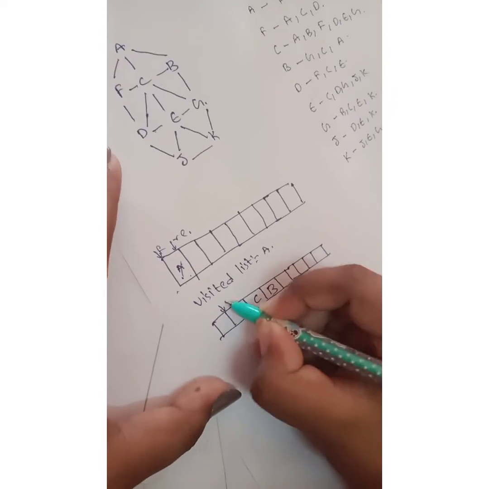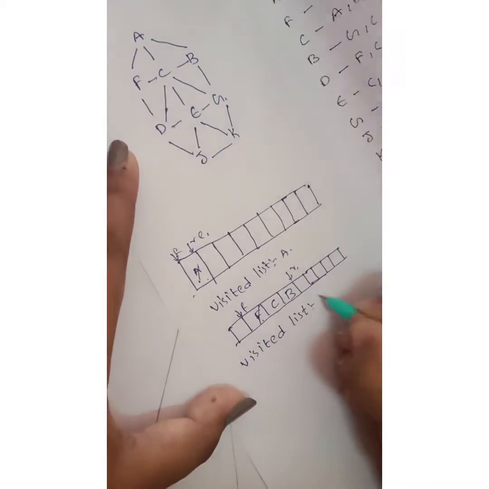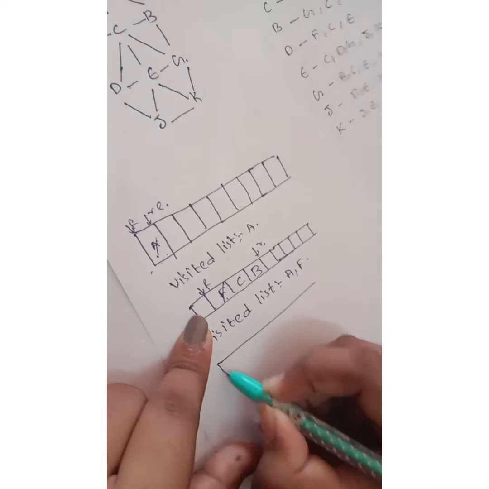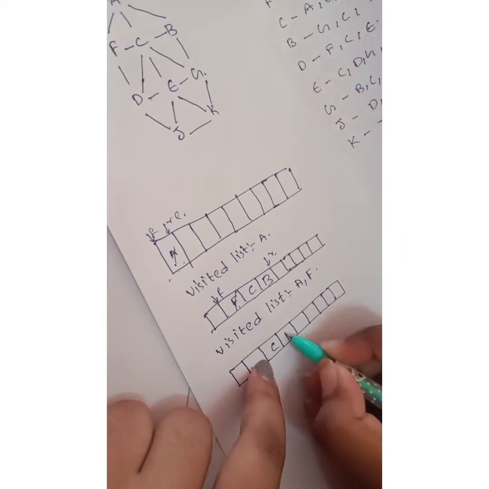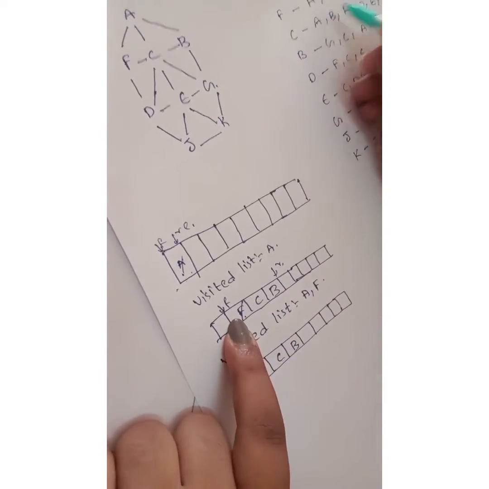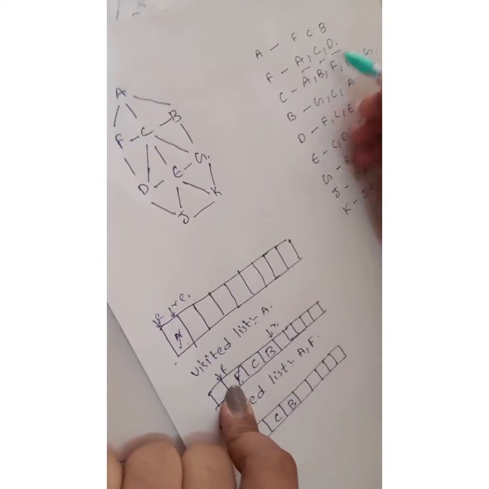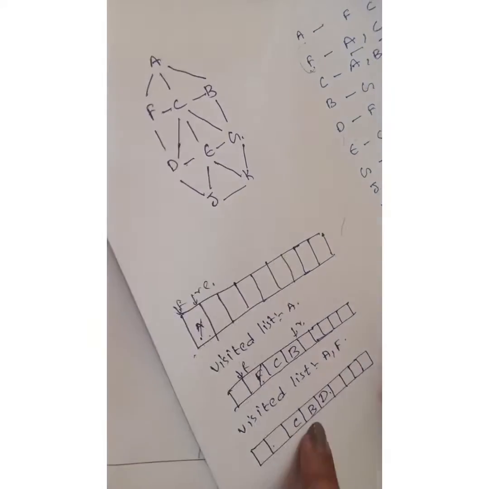In this we can see that F will come out. So now the visited list is A, comma F. F has come out. The adjacents of F are A, C, D. Already A is in the visited list, C is in the queue, and D will come. D is added to the queue.